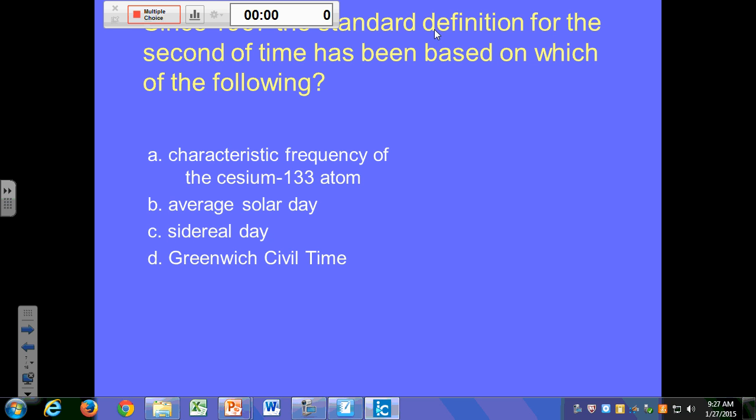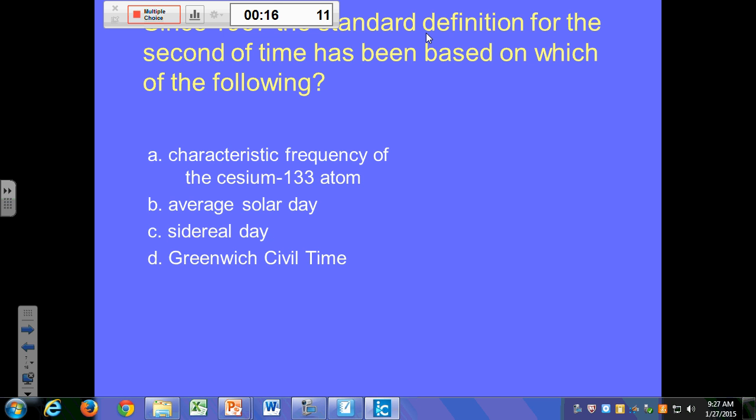All right, since 1967, the standard definition for the second of time is based on which of these? The frequency of the cesium atom, the average solar day, the sidereal day, or Greenwich mean time. We already have this question.